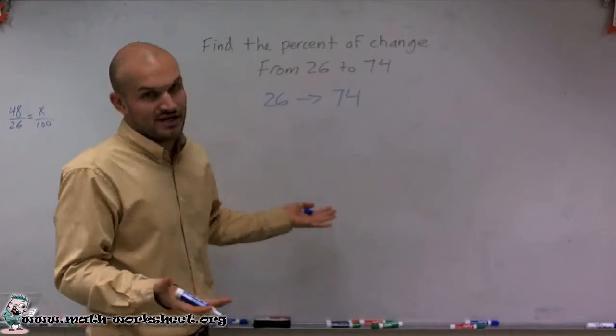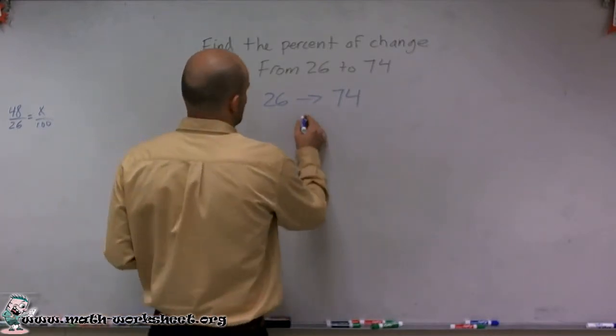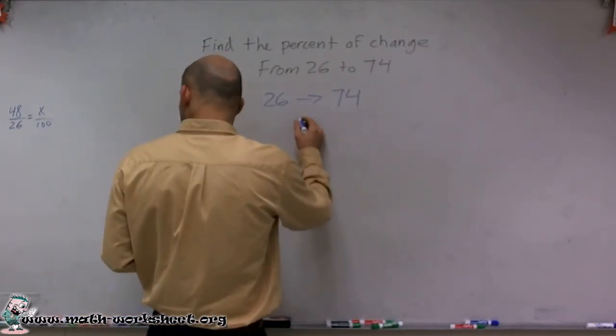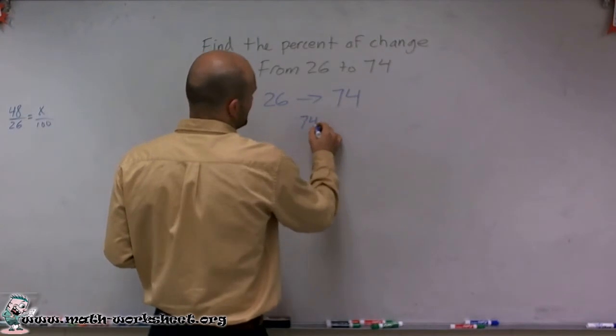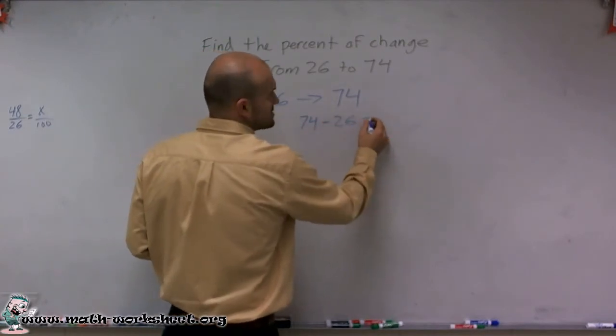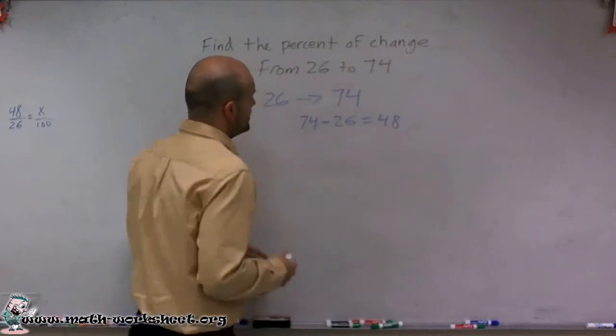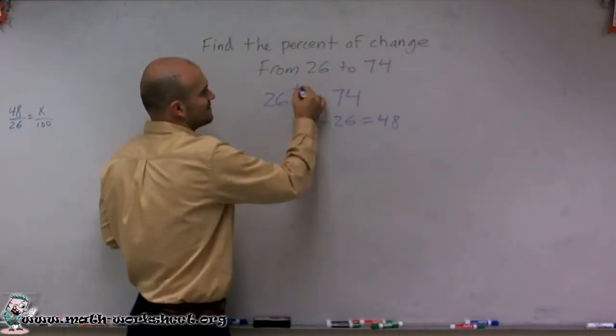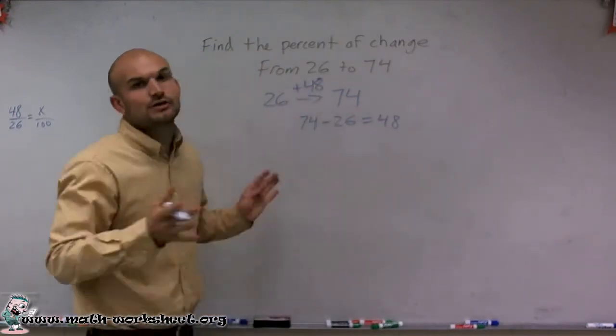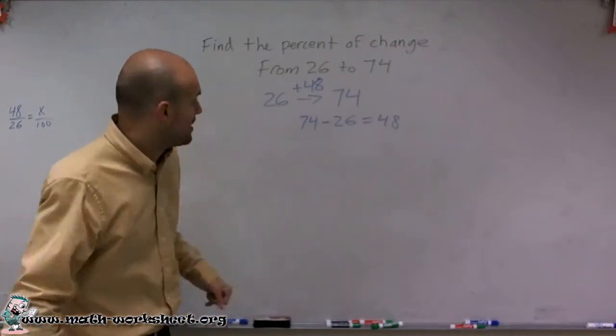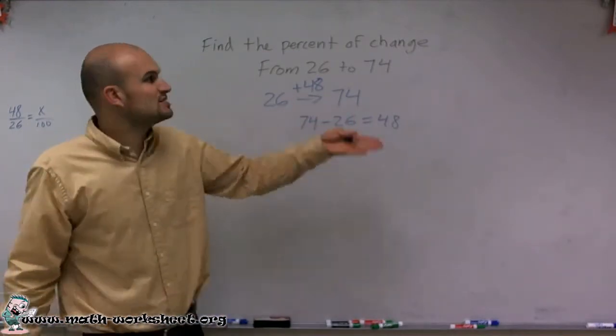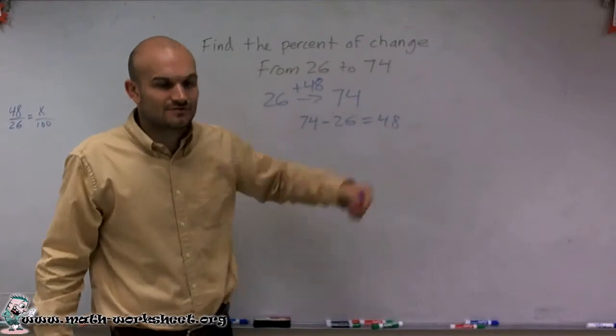To find the change, we can obviously just go ahead and subtract. So by subtracting, I'm going to have 74 minus 26 is going to equal 48. Therefore, from 26 to 74, I added 48 units of whatever we're going to be talking about. But they're not asking us for what is the change. They want to know what is the percent of change.